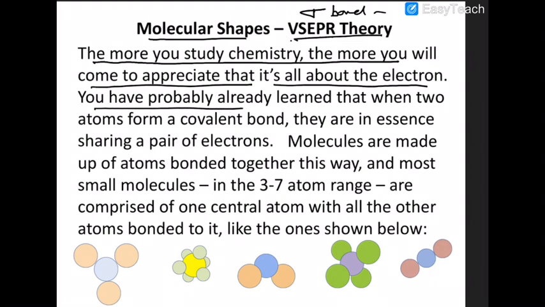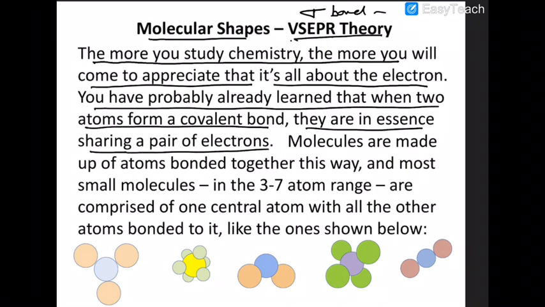You have probably already learned that when two atoms form a covalent bond, they are in essence sharing a pair of electrons. So molecules are made up of atoms bonding together by sharing an electron pair, whether it is a sigma bond or a pi bond. A sigma bond is formed when the overlapping is along the axis, and a pi bond is formed when the overlapping is lateral.